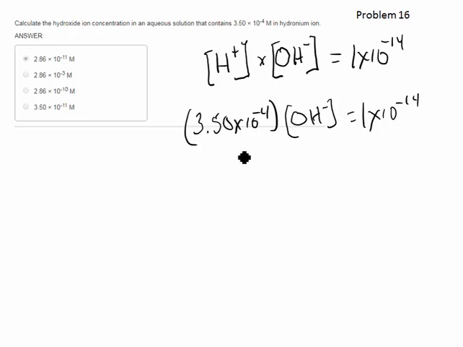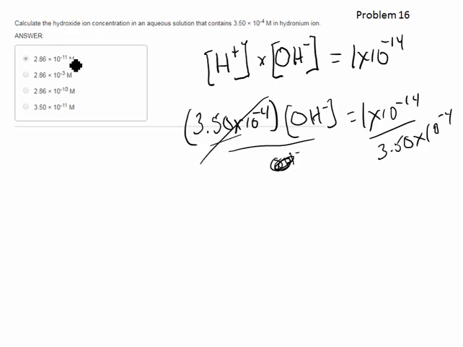And you're just going to do the arithmetic here. So you divide both sides by the one you know, this one. And so this side over here becomes 3.50 times 10 to the minus fourth, cancels that. And then you do the arithmetic and you come up with your answer, which is this one in this case. And again, because we have a high hydrogen ion concentration, we have to have a low OH minus concentration.